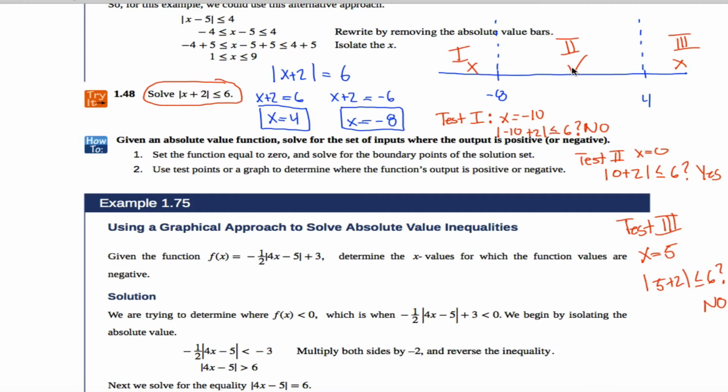The only thing you have to be careful about is whether or not you should include the endpoints, negative 8 and 4. In this case, I do want to include the endpoints because I don't just want x plus 2 to be less than 6. I want x plus 2 to be less than or equal to 6. And I found that when x equals 4 and negative 8, in other words, at these endpoints, x plus 2 is exactly equal to 6. So I do want to include those because equal to 6 satisfies this criteria. So the answer to this question would be all of the numbers between negative 8 and 4, including those two endpoints.